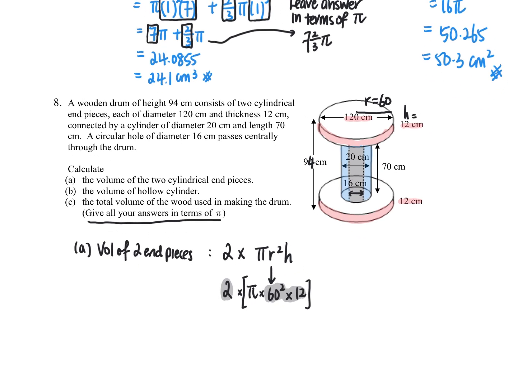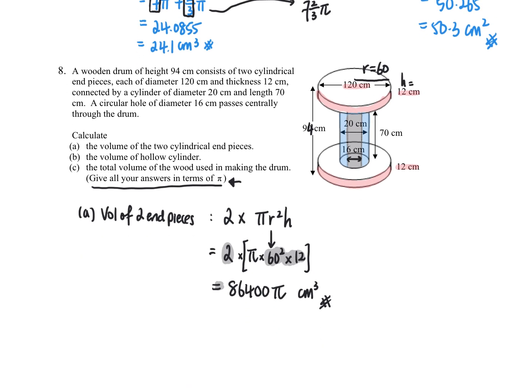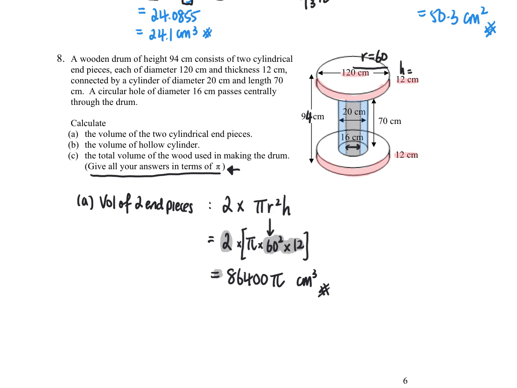So next, you go and calculate everything. 2 times 60 square times 12, you will get 86400 pi cm cube. So leave your answer in terms of pi. Don't go and press times pi. Just leave it as pi because they say give your answer in terms of pi. How many pi do you have? Okay, next is I want the hollow cylinder. That means the one inside, the hollow one.